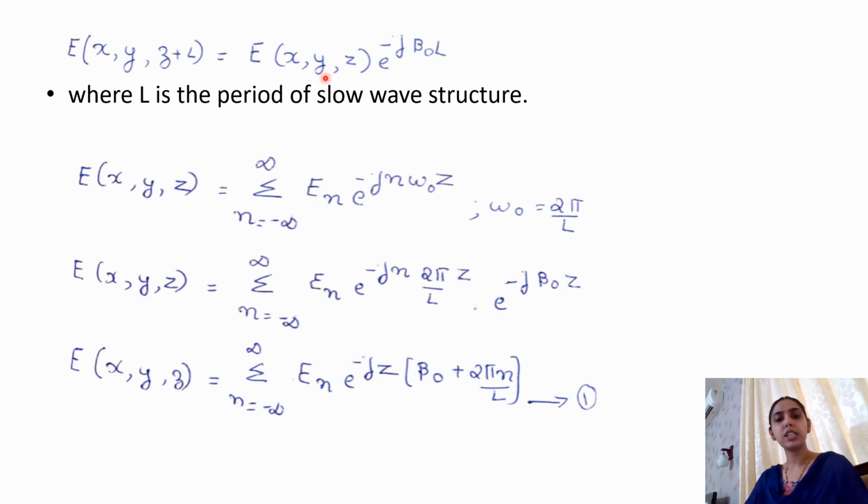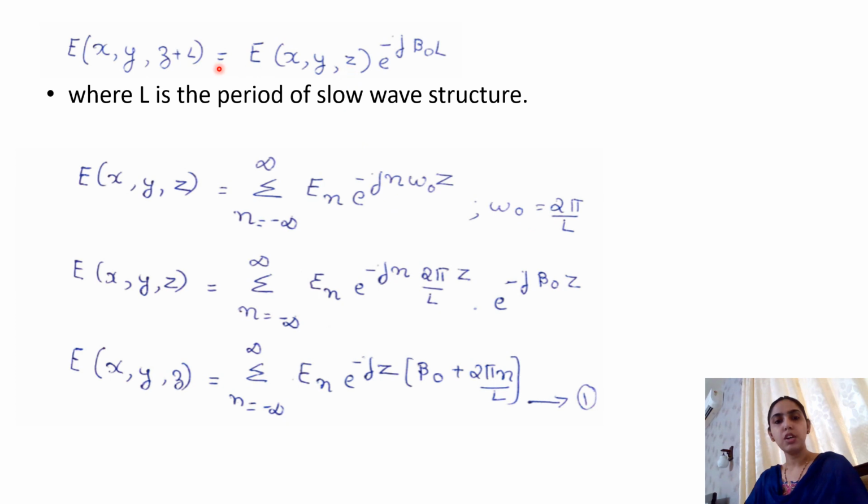Now from the theory of Fourier series, we know that any function which is continuous or periodic could be expanded as a sum of Fourier series. So from this Floquet's theory, I can represent the electric field E of x, y, z as a sum of Fourier series. I can write E of x, y, z as sigma n varying from minus infinity to plus infinity E_n e raised to minus j n omega naught z. We always consider the direction to be positive z, and omega naught, we know, is 2 pi by T. Here our time period is capital L.